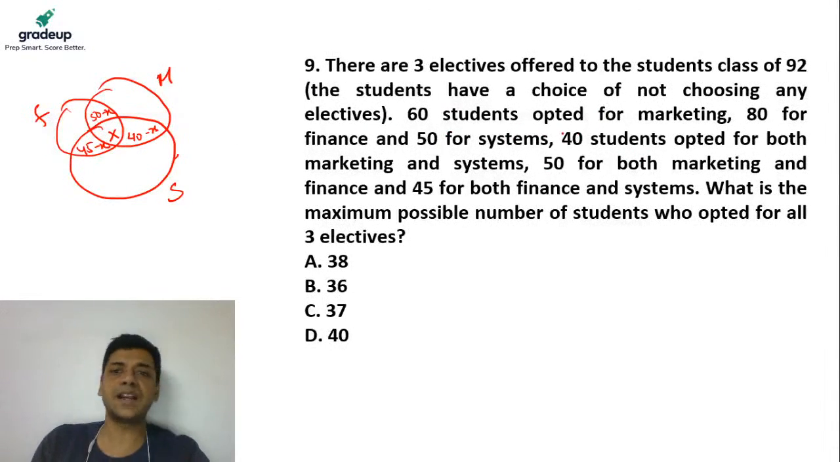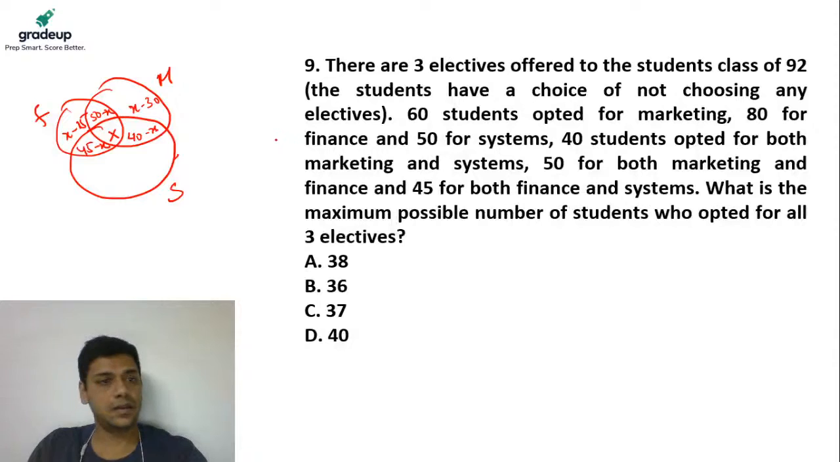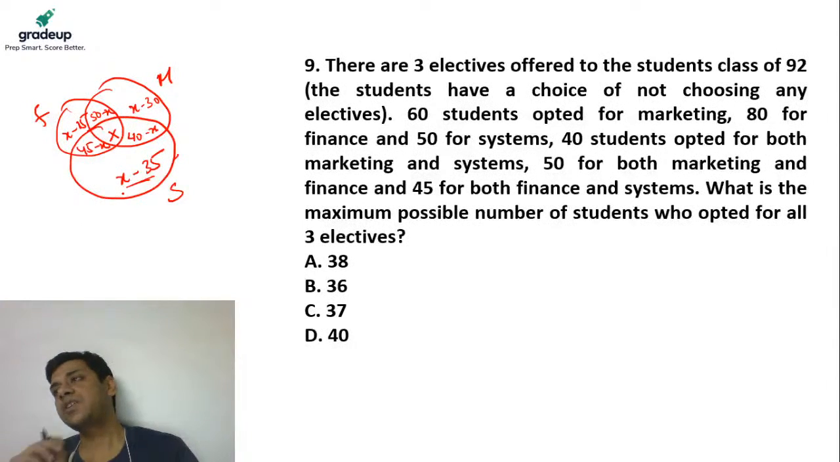Now 60 opted for marketing, so this number will become X minus 30. 80 for finance, so this number will become X minus 15. For system, there are 50, so this is X minus 35. Can I say the minimum possible value of X is 35? Because if X is less than 35, this number will become negative. So the minimum value is 35. The maximum, I don't know, can be anything.